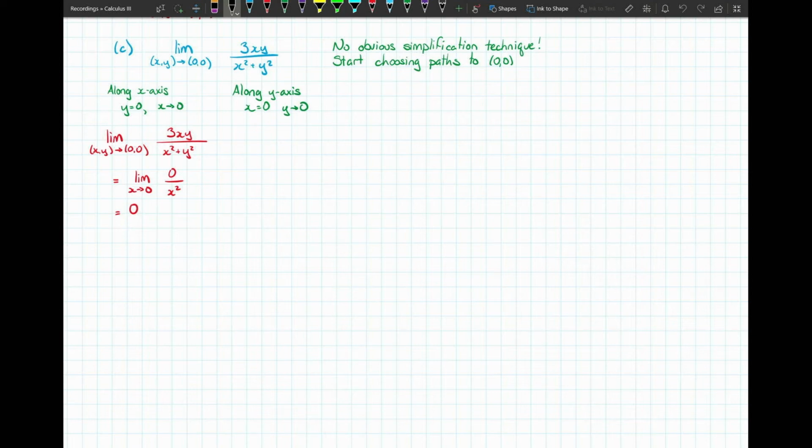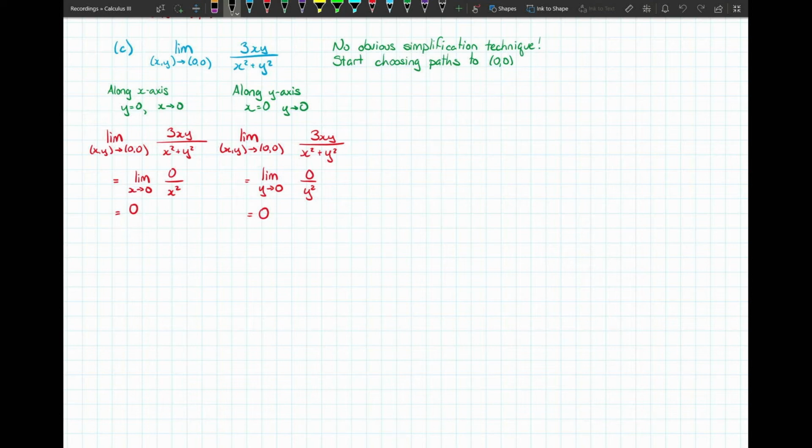So we can take the original limit. We can substitute x equals 0. That gives us 0 in the numerator. And then we just have to evaluate the limit as y approaches 0. And once again, this gives us 0. So this starts kind of confirming our hypothesis that maybe this limit does equal 0.